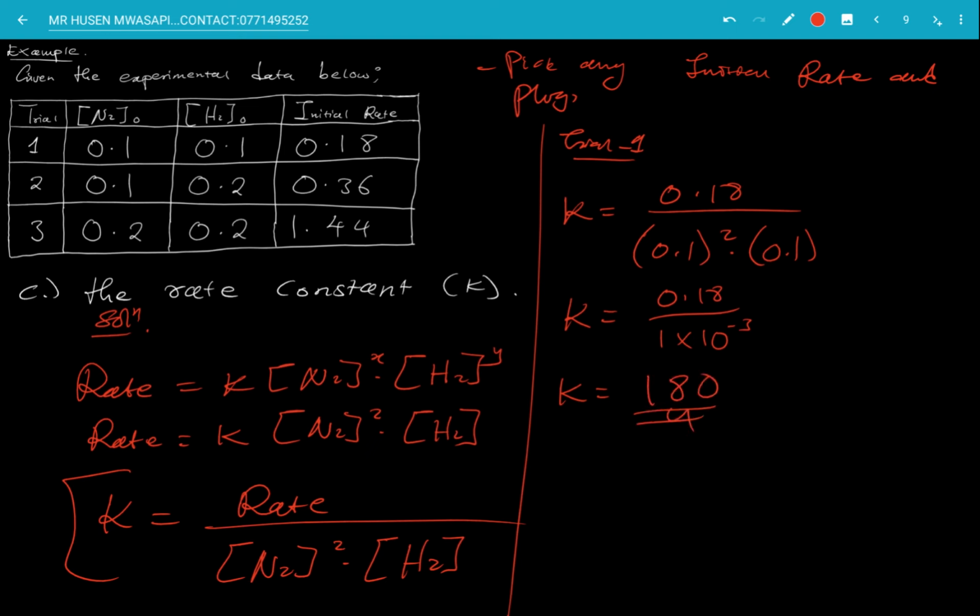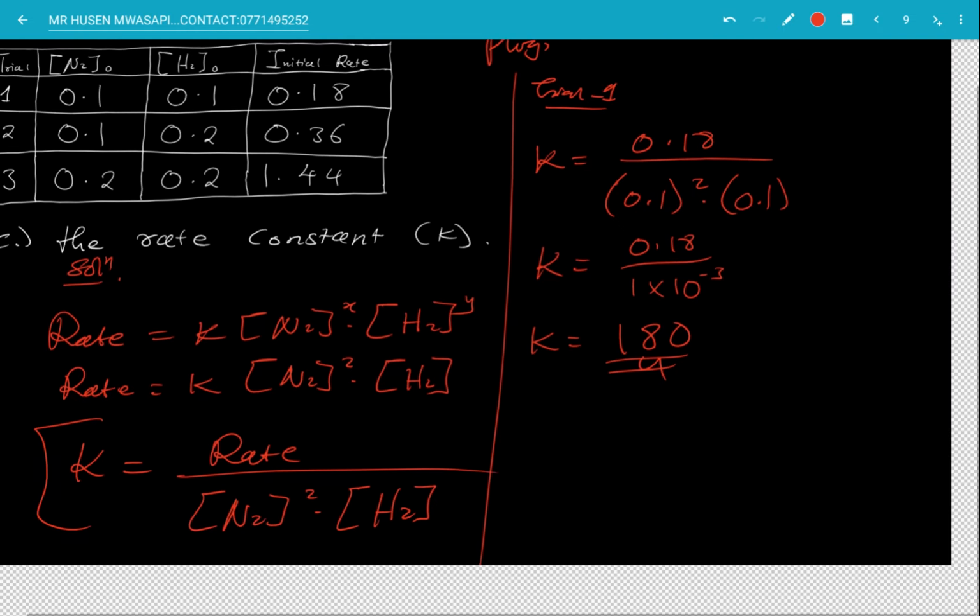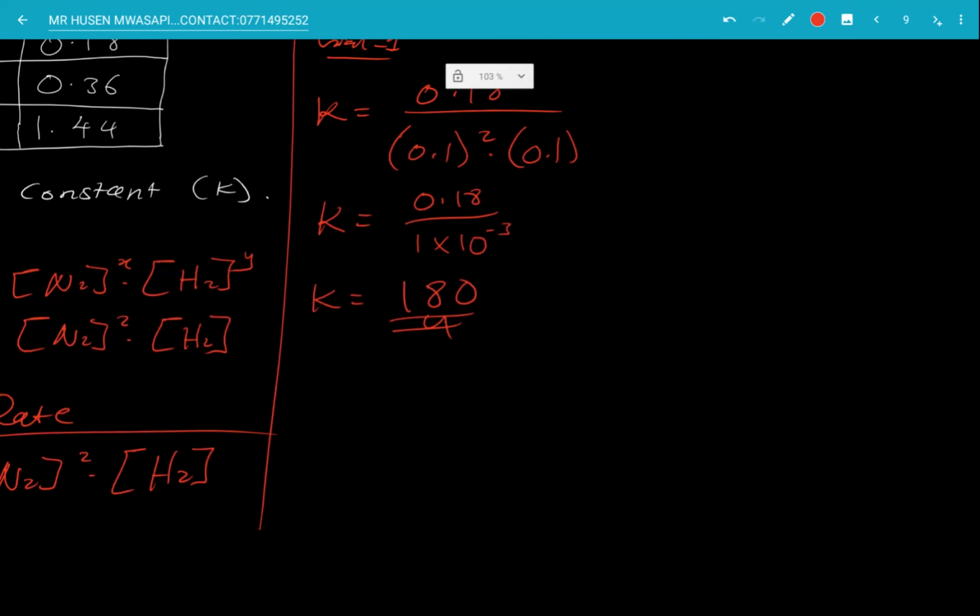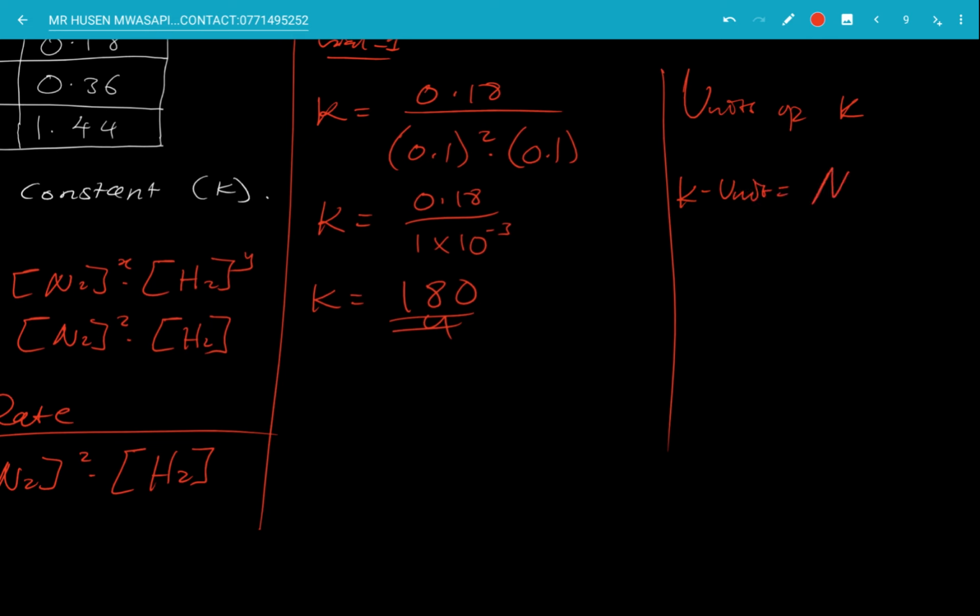Now we need to also include the units. Alright, so let me show you a trick in finding the units. To find the units of K, basically you just use this formula: K units is equal to M to the power 1 minus n times s to the minus 1. So in this case, where n is equal to the overall order.